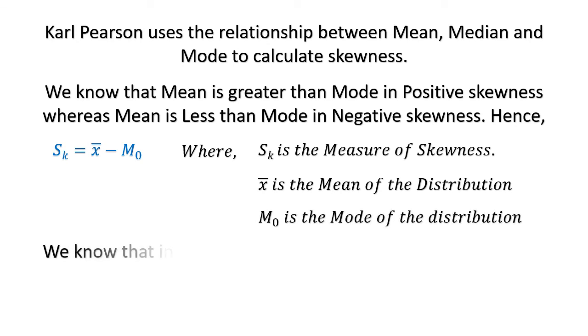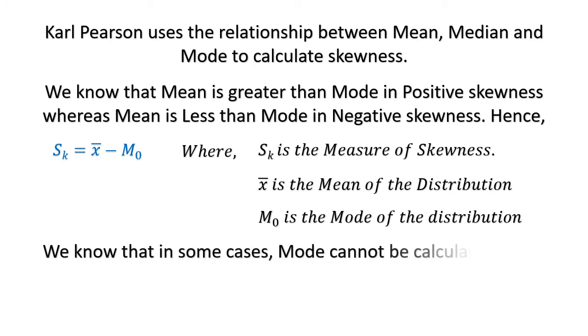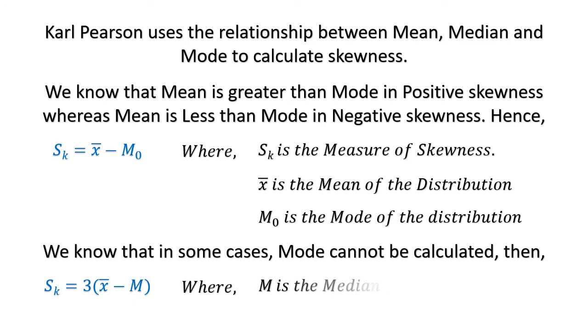Now, there are certain cases where we cannot calculate mode, for example, bimodal classes, or classes with unequal class lengths, or classes with mode at the very beginning or at the very end. In those cases, we use the empirical method of calculating mode, that is mode is equal to 3 median minus 2 x bar. So if we apply that empirical method into our calculation here, because we can't calculate mode, our measure of skewness will be 3 times x bar minus M, and here M means median of the distribution.